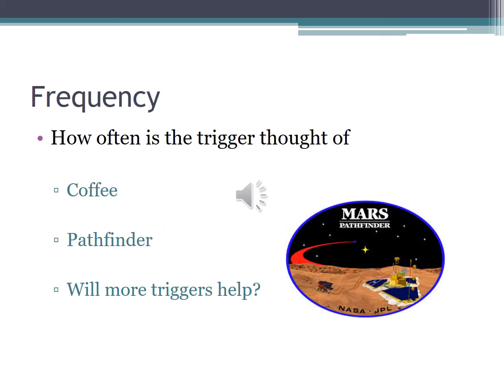I already mentioned this, but I think it suits us to mention it again. There has to be a level of frequency to the trigger you select. If you select something that isn't often thought of or doesn't have an extensive trigger, then it's not going to do you a heck of a lot of good. As I mentioned, the Pathfinder only takes place once every 400 years or 40 years or whatever it is. So it's not a good trigger because you can't continue to sustain it and use it.